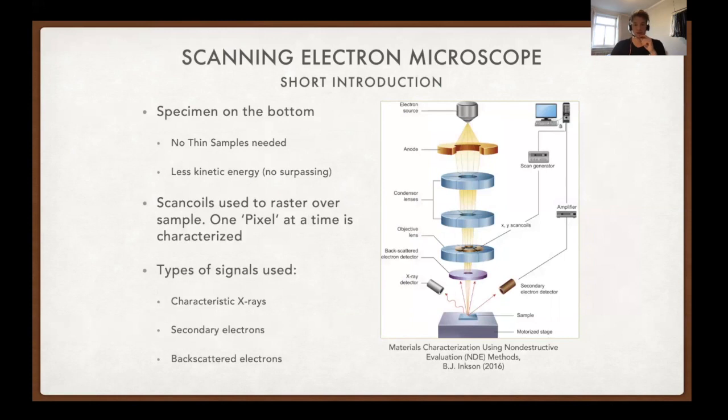Okay, now the scanning electron microscope. Just a short introduction. Again, you have the electron source and the accelerating voltage. But now the specimen is here on the bottom of the whole column. So, like I said, no thin samples are needed, since the electrons don't need to pass through the sample. And some scan coil lenses are used to focus the beam onto just one small spot. The smaller the better, and then raster over your sample. And so one pixel or one point at a time is characterized of your sample. And the types of signal this scanning electron microscope uses are the characteristic X-rays, secondary electrons, and backscattered electrons. We will get to that in a minute.